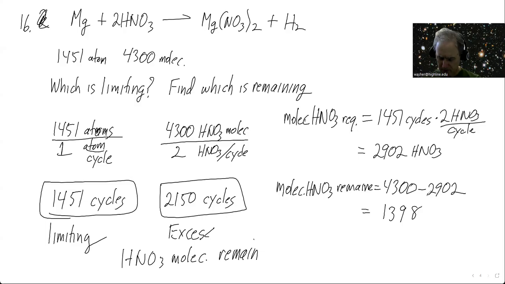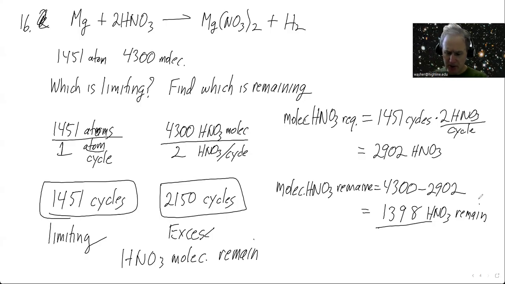1398. I think that's right. I suppose I should make sure I did my subtraction right. 2902. Yeah, 1398. Yay, I can subtract. Assuming I did this right, but that's right. 2 times 1451 is 2902. Okay, so 1398 HNO3 molecules remain.